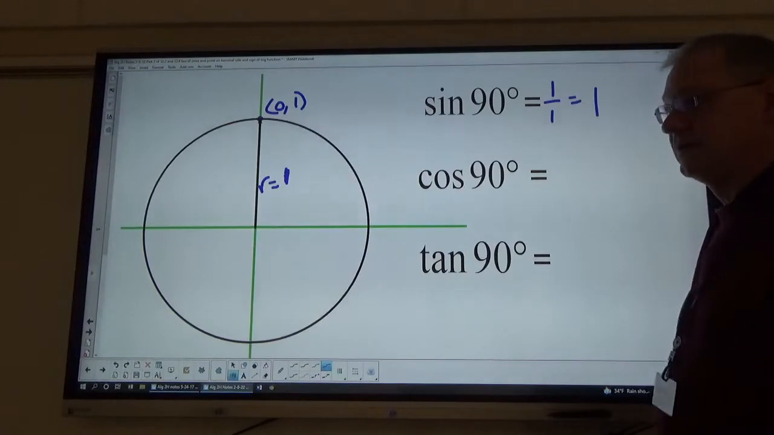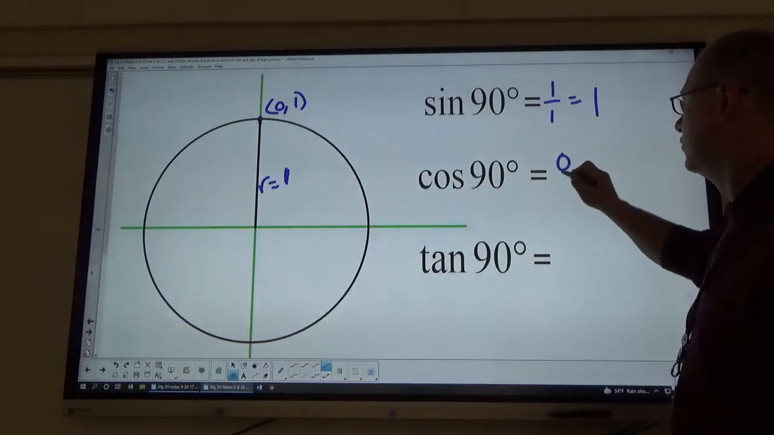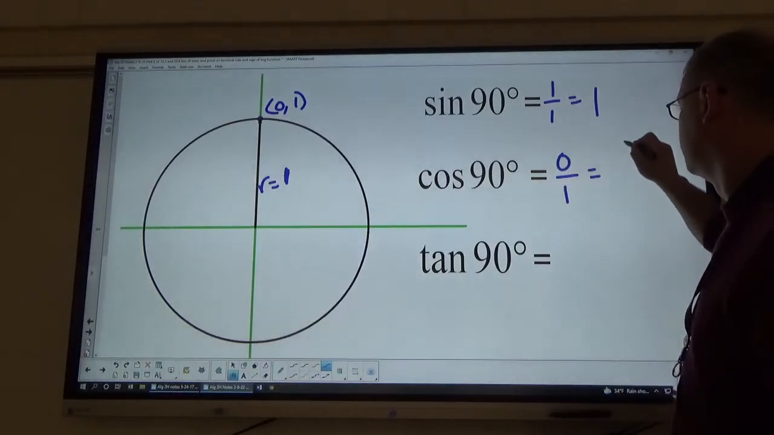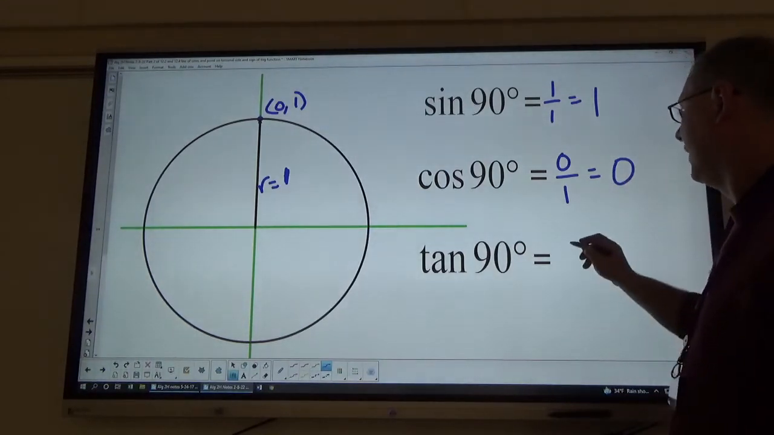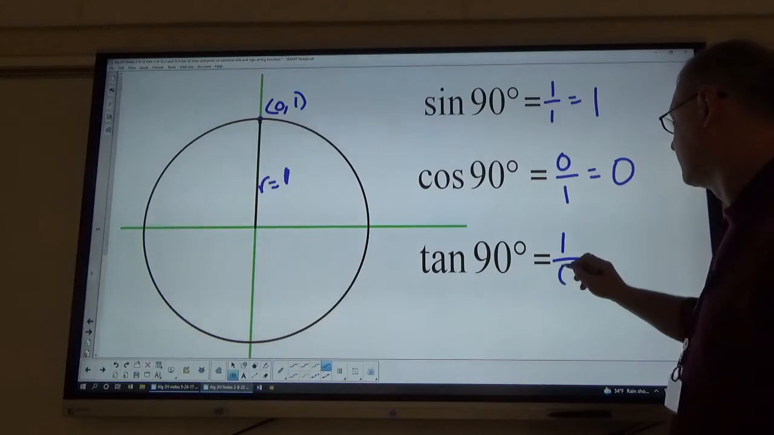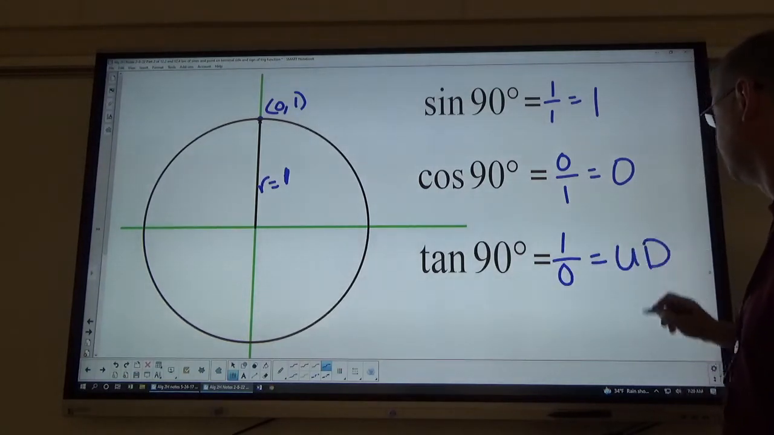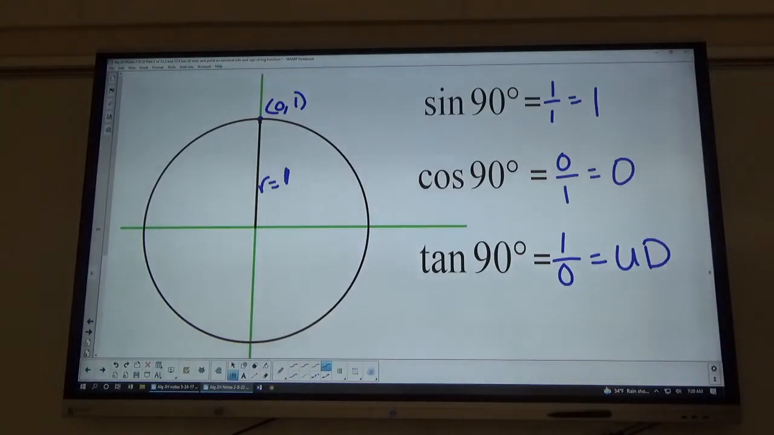Cosine of 90, that's x over r. 0. Tangent of 90 is y over x, or undefined. So there you have the 3 trig functions and how you would find them.